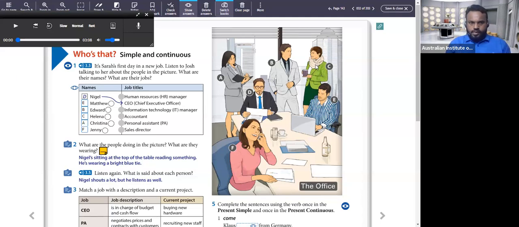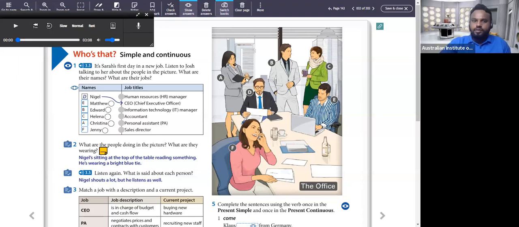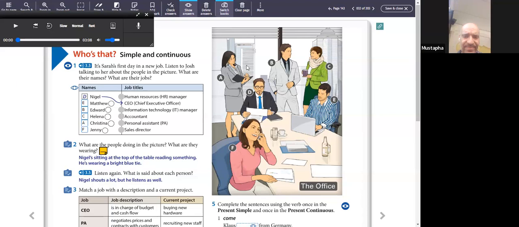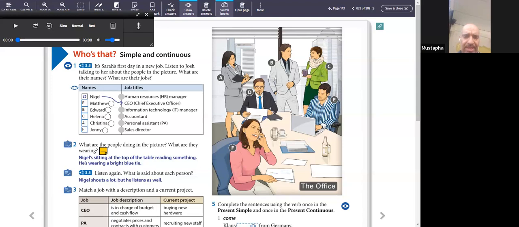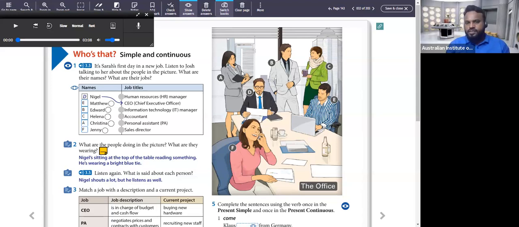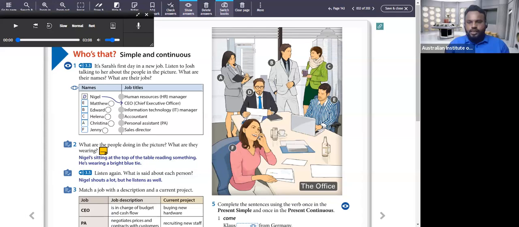Beautiful. And Christina, number A. In the bag behind, having a diary, what could she be, based on this affair and this appearance that we can see? Personal assistant, because personal assistants often write something in a diary. Having this sort of attire and appearance says personal assistant, PA. Good. And Jenny, last one, Jenny, F.